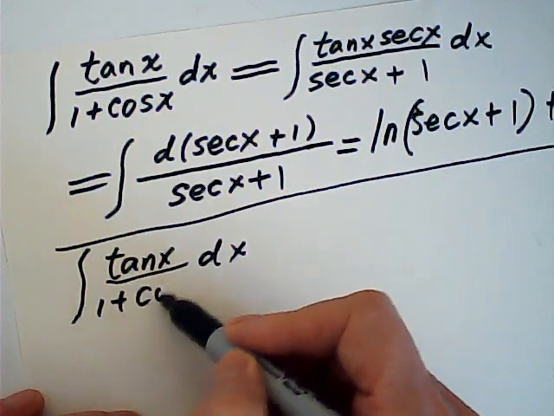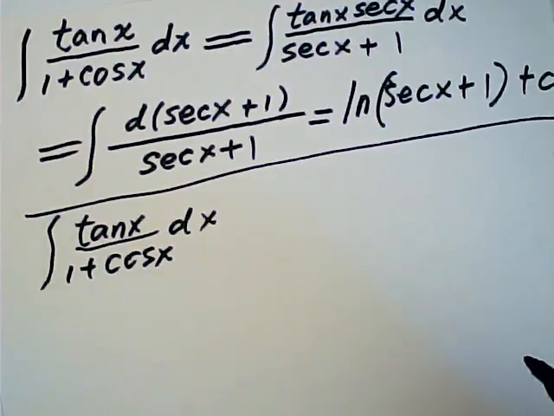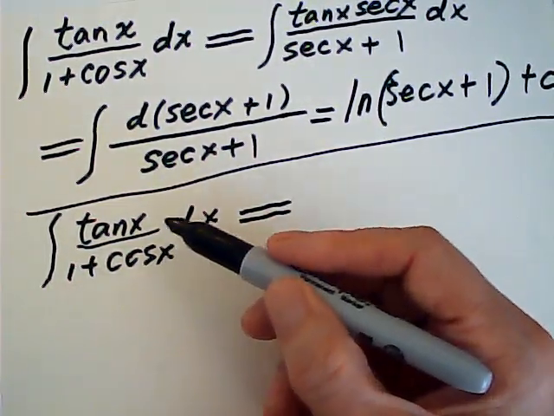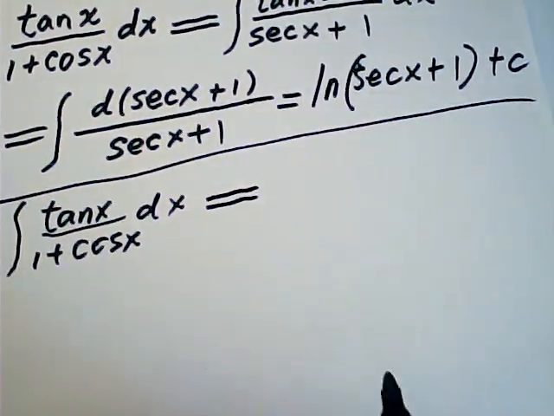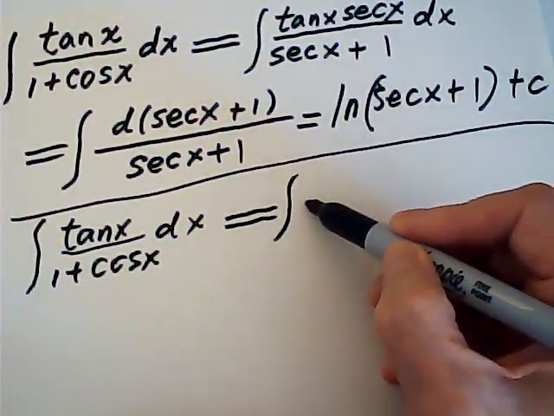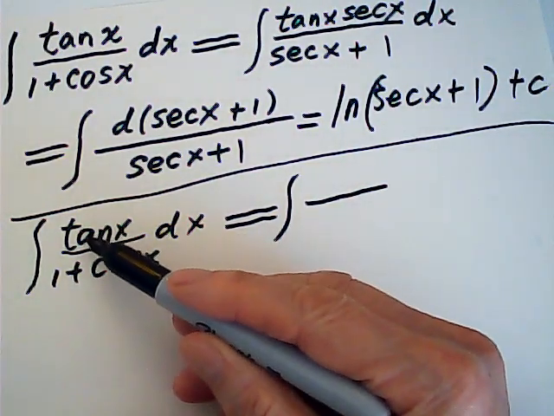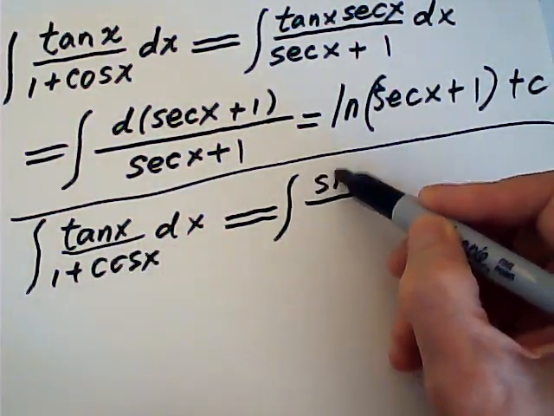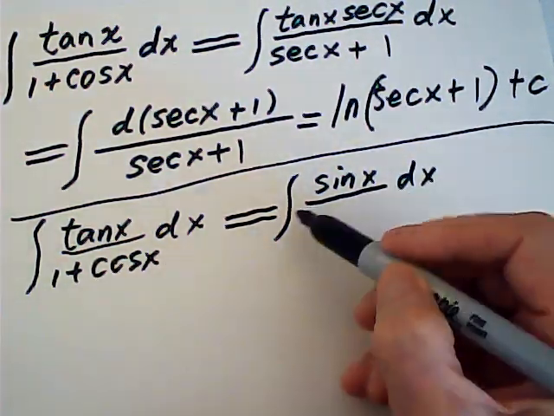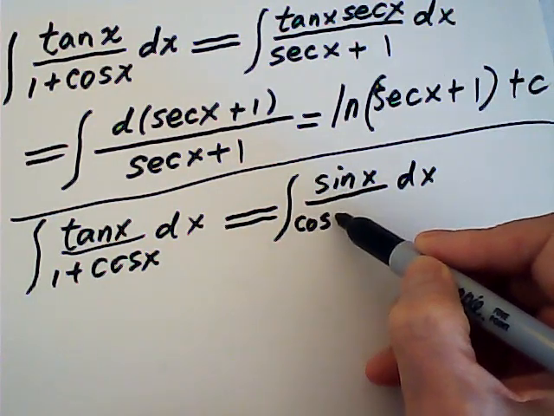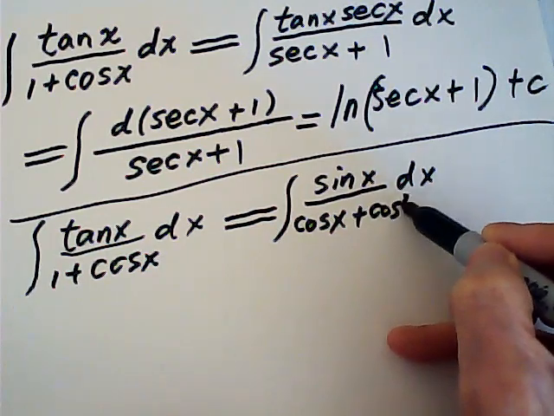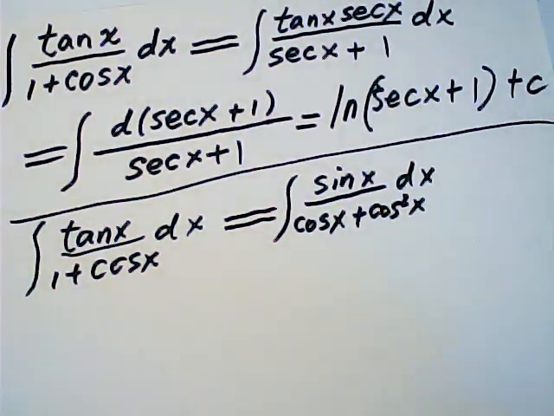Tangent x dx over 1 plus cosine x. I multiply the numerator and denominator both by a cosine. So tangent times cosine is sine. This 1 times cosine and plus cosine squared by the distributive rule.